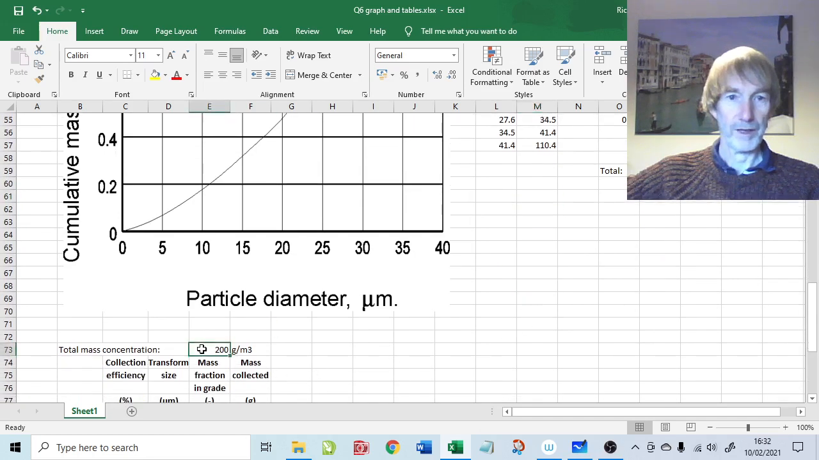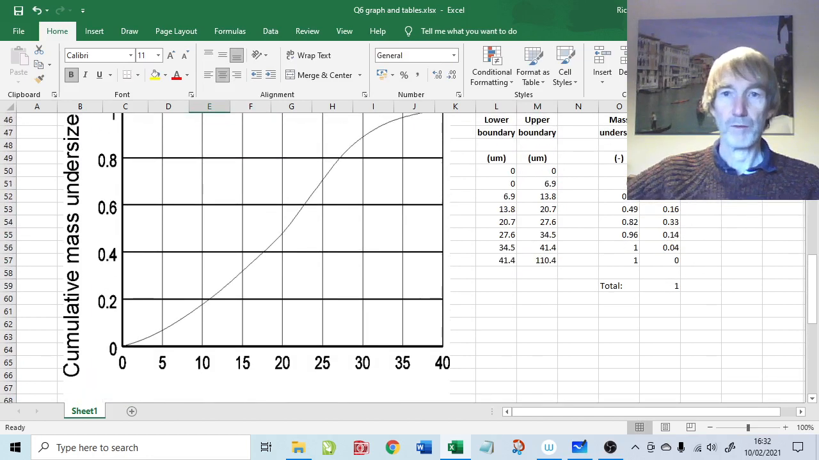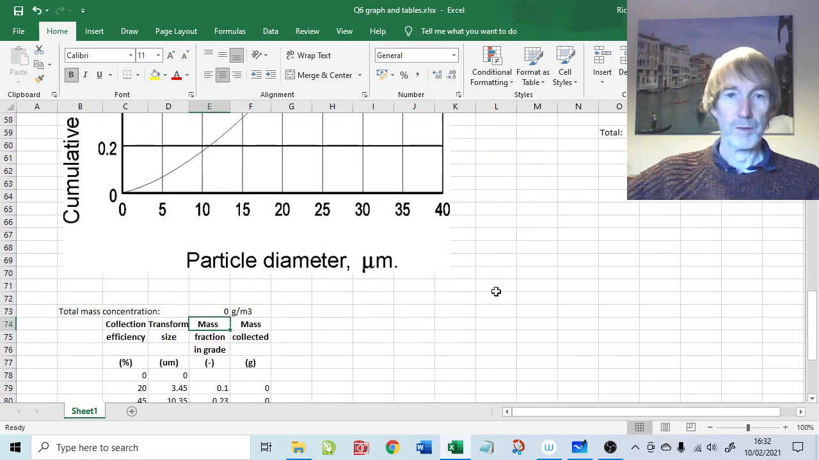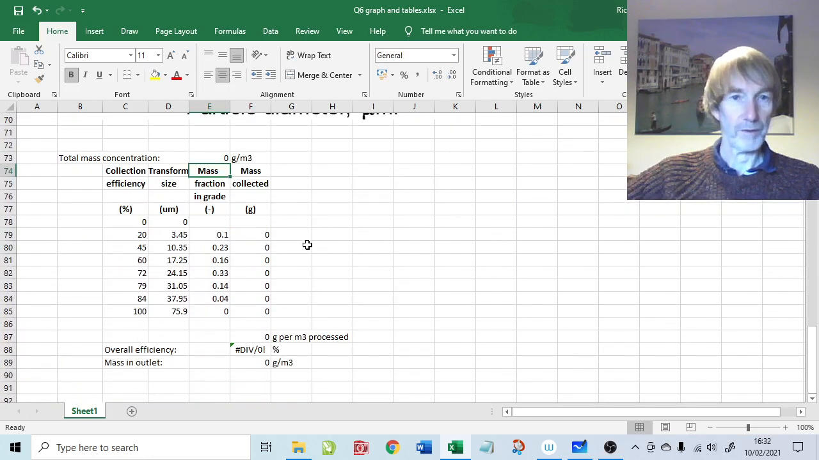Because, let me just put that to 0 because I want to explain this first. Why do we want these mass fractions? Because we need to work out the mass of dust being collected. We know the cyclone actually has a feed concentration greater than 0. I'm going to put the real value in a moment or two, but I just want to go over what we're doing here.